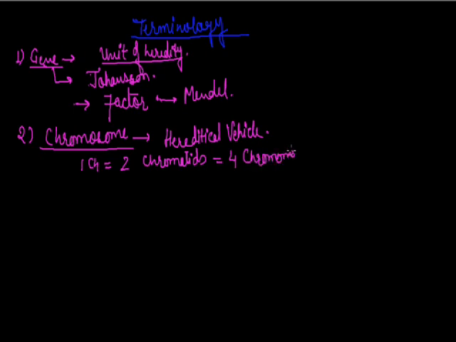You can also denote it like this. One chromosome is made up of two chromatids like this. These are joined at a point called the centromere. And on the arms, genes are arranged in a linear way. And these are chromosomes.